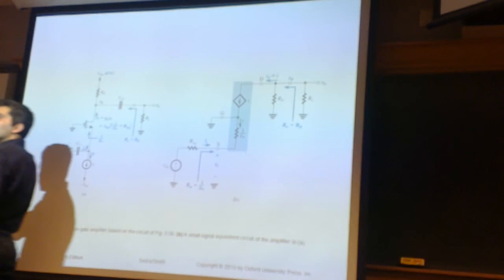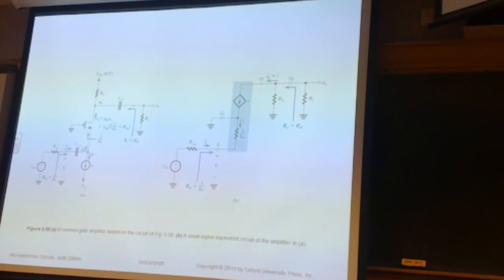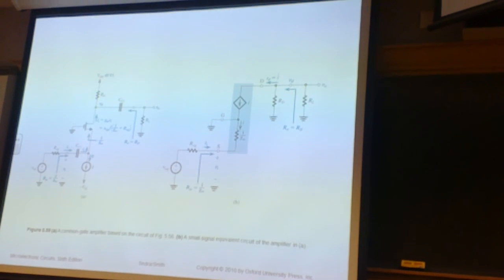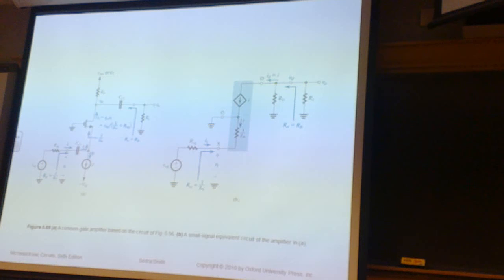I guess I was confused because you had D at one point, and then you have VD at another point. I know it's the same node. Yeah, they're all the same. VD is the drain voltage and it's the output voltage too.